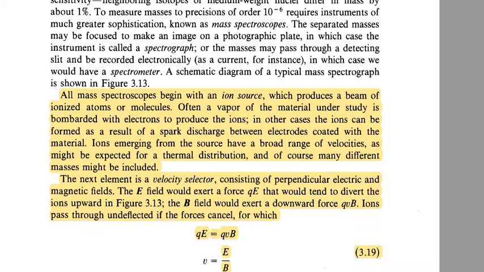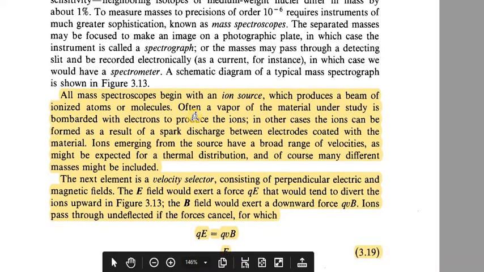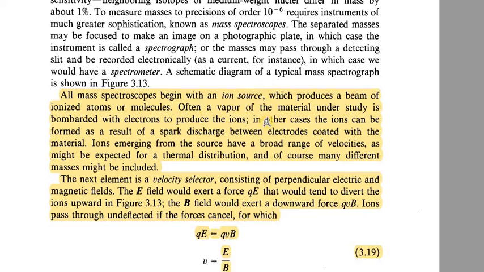Okay, all mass spectroscopes begin with an ion source which produces a beam of ionized atoms or molecules. For analyzing something we have to send some signal. Here we are sending a beam of ionized atoms or molecules. Often a vapor of the material under study is bombarded with electrons to produce the ions.